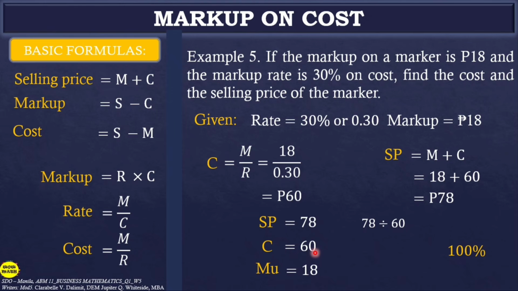78 divided 60, that is 130%. And then kapag kukunin yung markup, 18 divided 60 times 100, the answer is 30%. So ganyan kunin natin yung corresponding percentage ng selling price and then markup based on cost.